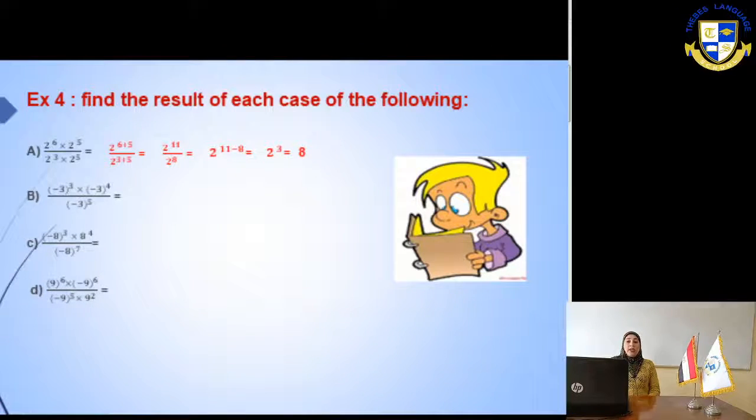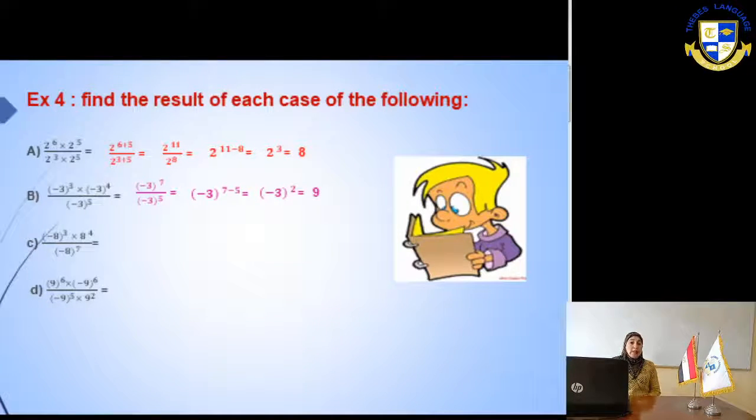Okay? Letter B, negative 3 up to power 3 multiplied by negative 3 up to power 4 divided by negative 3 up to power 5. I solve the numerator first, after that the denominator. The numerator has power 3 and power 4, I'll add them. So it will be negative 3 up to power 7 divided by negative 3 up to power 5. I said divided by, which means I'll subtract the powers because I have the same base. It will be negative 3 up to power 7 minus 5 equals negative 3 up to the power 2.